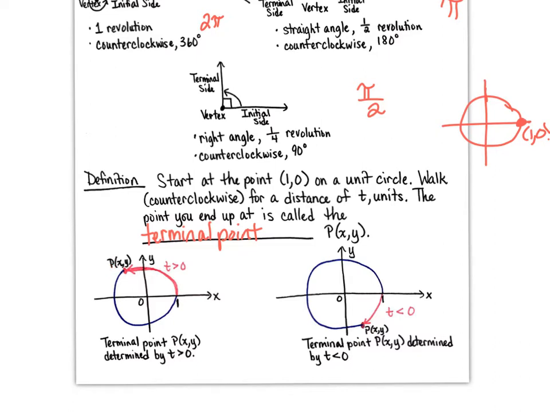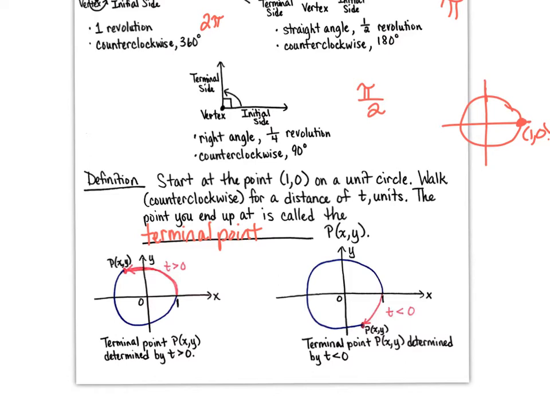Okay? So if we're on the unit circle, we start at (1, 0), but then we go clockwise, meaning t is negative here. Notice that your red arrow is going in a different direction. And notice that the terminal point P of (x, y) is here in quadrant 4. Notice your terminal point can be in either quadrant, but the direction of the rotation is different. That's all.